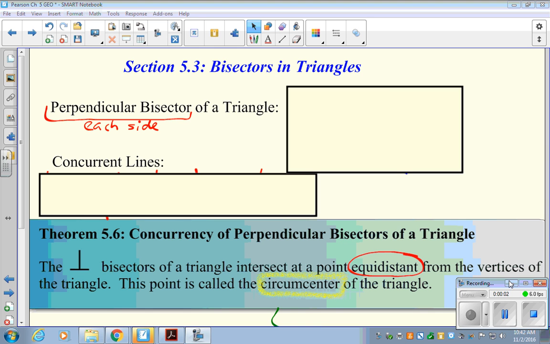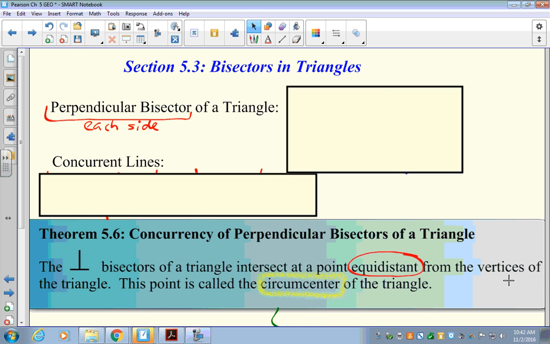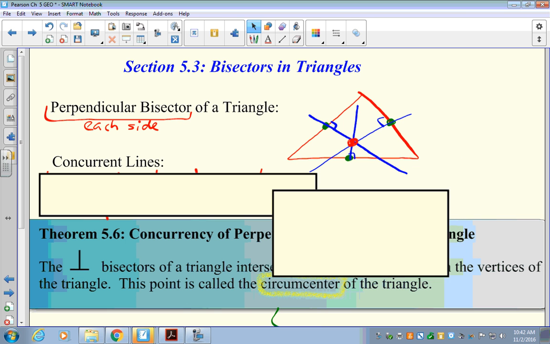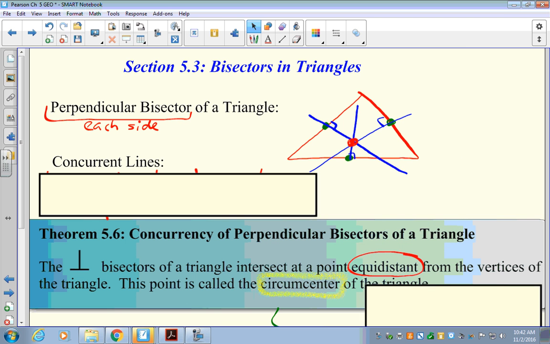So for 5-3, we're going to take what we did with perpendicular bisectors and with angle bisectors, and we're going to apply it to triangles. So the perpendicular bisector of a triangle looks like this. So we're going to make a sketch, and we're going to do the real perpendicular bisectors with our compasses in just a moment.